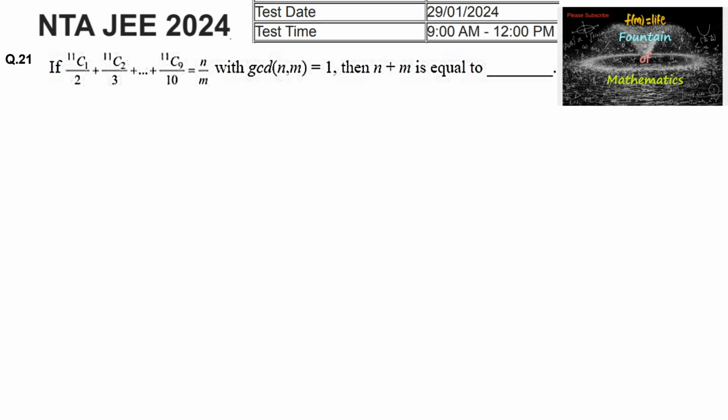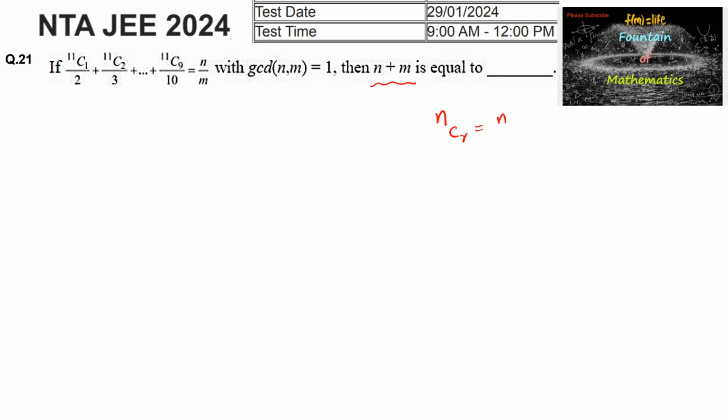So if 11C1/2 + 11C2/3 and so on up to 11C9/10 is equal to n/m, with GCD of n and m being 1, that is, the greatest common divisor of n and m is 1, then find the value of n + m. So here we will try to use a concept.